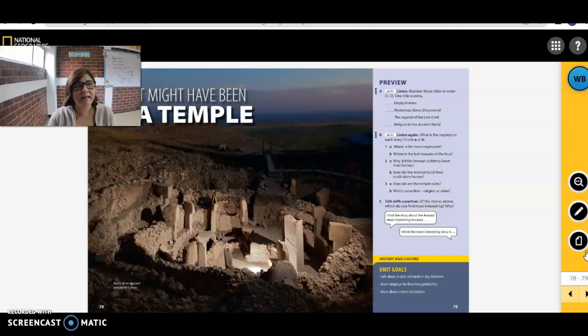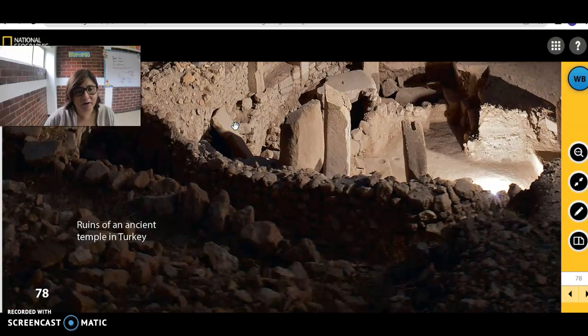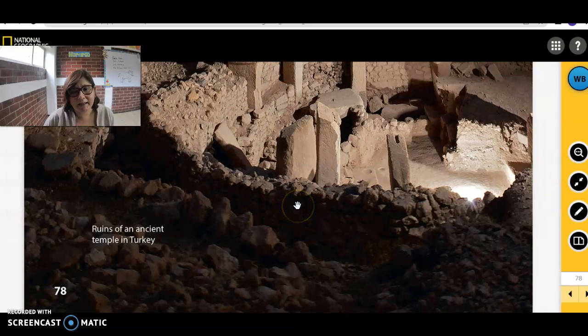Page number 79. What can you see in the picture? What can you see in the photo? We can see some ruins. So it's obvious that everything that you can see is from the past. We don't know which civilization it is about. But if you read here, in the caption, we can see the ruins of an ancient temple in Turkey.